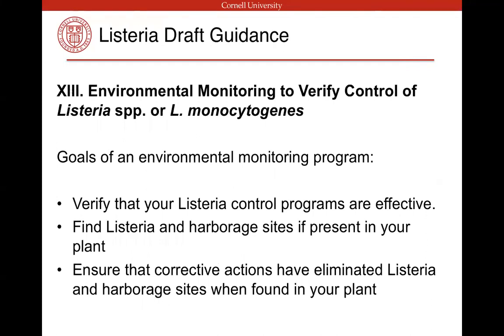So the draft guidance talks about the goals of environmental monitoring, and the goals are to verify that your control programs are effective, to find Listeria and harborage sites if present, and to ensure that corrective actions have eliminated Listeria and harborage sites in your plant. So talking about that persistent, resident, pet Listeria, all of those refer to this third bullet.